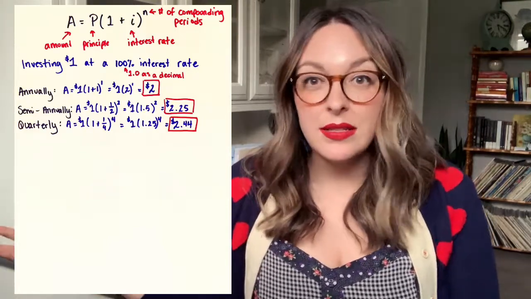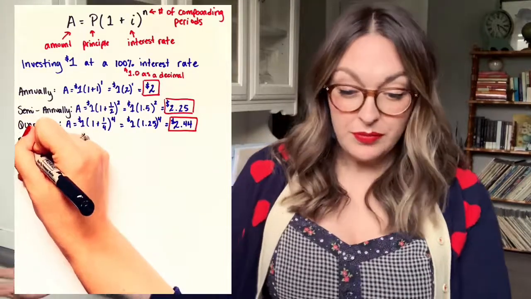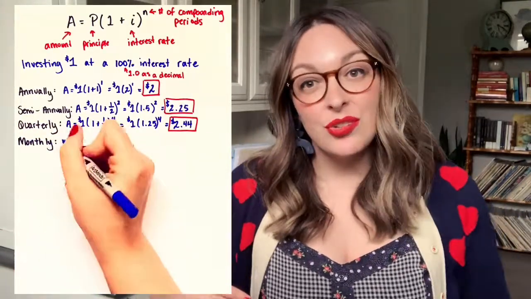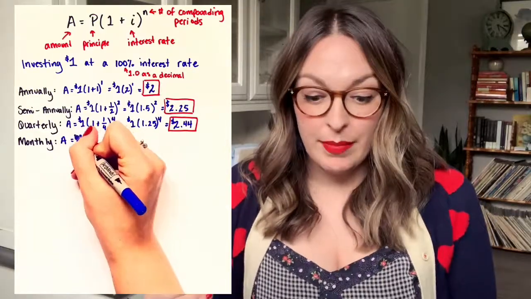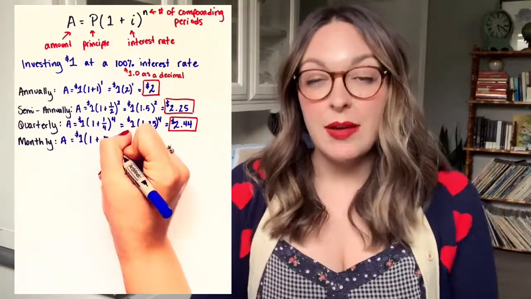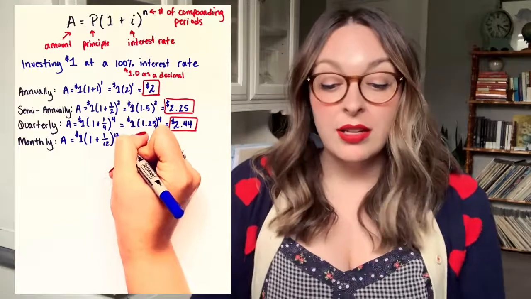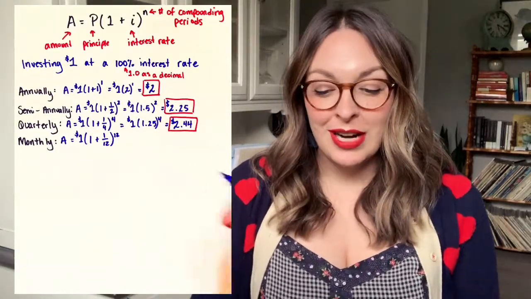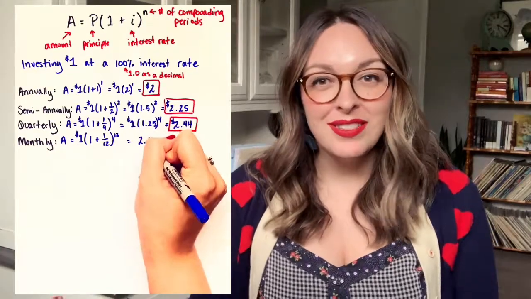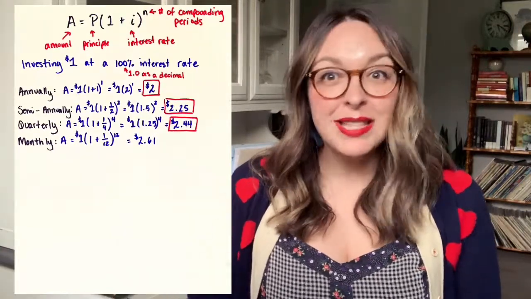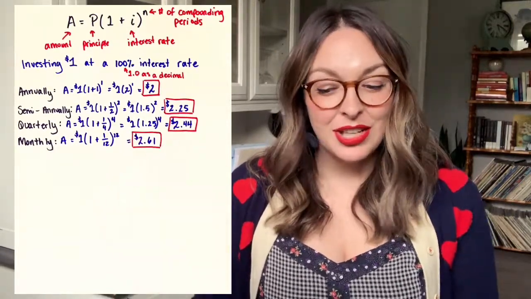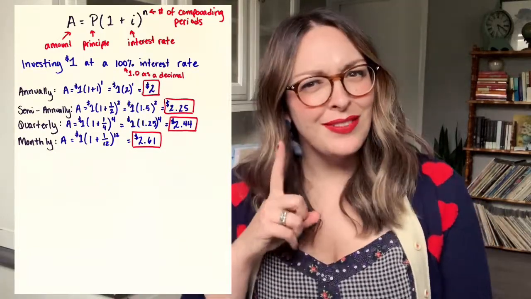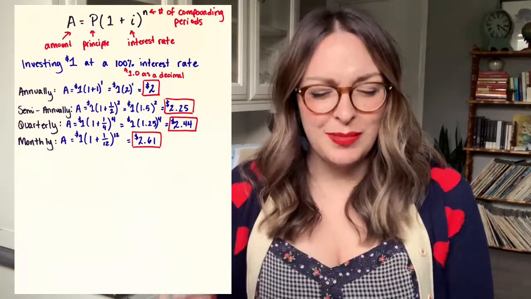Okay, what's next? Let's try monthly. That means it's going to be compounded 12 times a year, but we need to take the interest rate, in this case 1 divided by 12. So we get 1 times 1 plus 1/12 to the power of 12, because we're compounding it 12 times in 1 year. What do we get? $2.61. That's pretty fantastic. That's still a good jump from the last one. That's a whole extra 15 cents, and we only invested $1. So that's a pretty big deal.